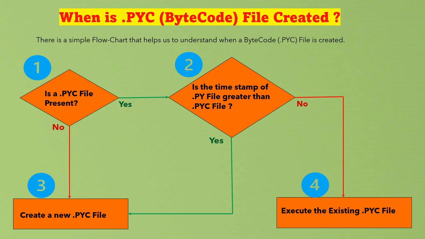Coming back to step 1, if there is no pre-existing .pyc file, then it goes to step number 3 and creates a .pyc file. Similarly, if step 2 finds out that the timestamp of .py file is indeed greater than .pyc file, it goes to step number 3 wherein a new .pyc file is created. Finally, in case the timestamp of .py file is not greater than .pyc file, then it goes to step number 4 and the existing .pyc file is executed.